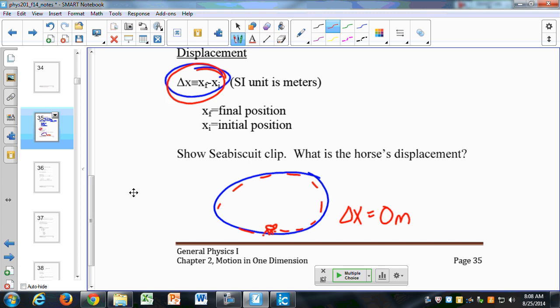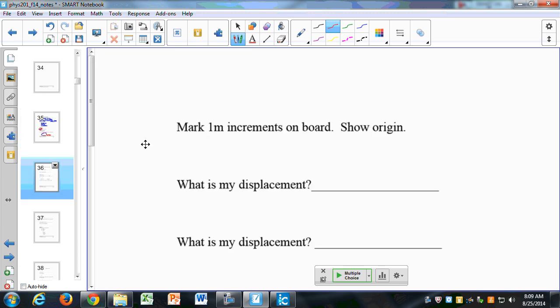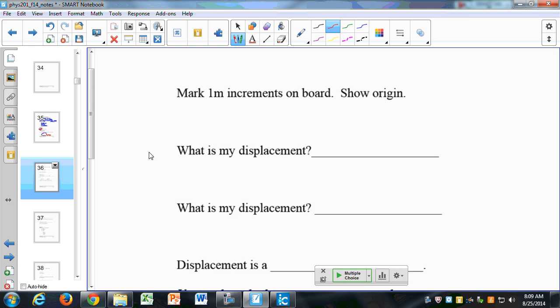We'll also define distance here. I think it's on the next page. Yeah, we'll talk about it in just a second.